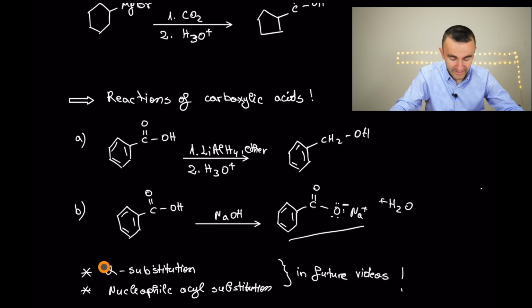It also has alpha substitution or nucleophilic acyl substitution, but these are going to be explained in a separate video in the future. For now, that's it, and look forward to seeing you in the preparation and reactions of nitriles. There we are going to see 3 examples that include nitriles, carboxylic acids, and some other previous knowledge that we have gained up until now. Up until then, peace.